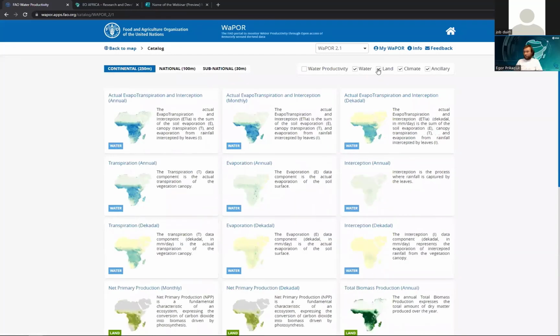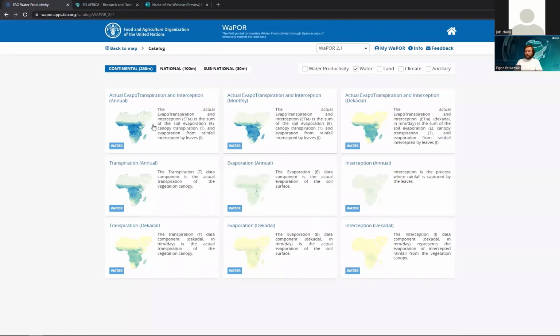If we look at the water, they have all kinds of annual evapotranspiration and interception, monthly evapotranspiration interception, and decadal, 10 days sum. Then individual components, transpiration made by vegetation, evaporation from soil, interception from the leaves, in annual and in decadal form. That was it, what I wanted to show you about Vapour portal. The equation used in that model is Penman-Monteith.